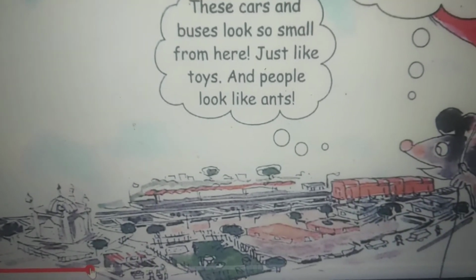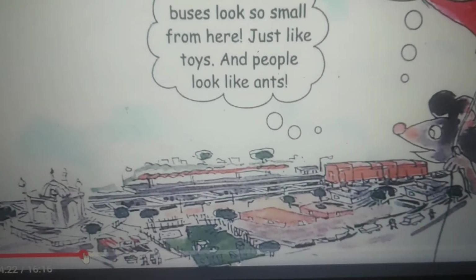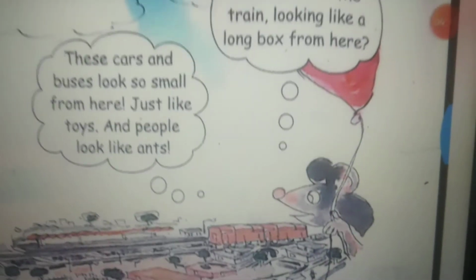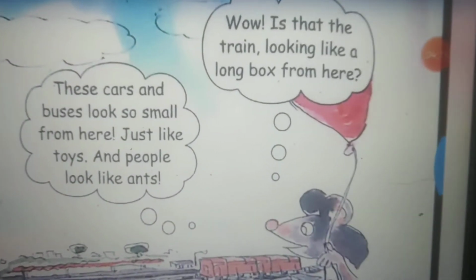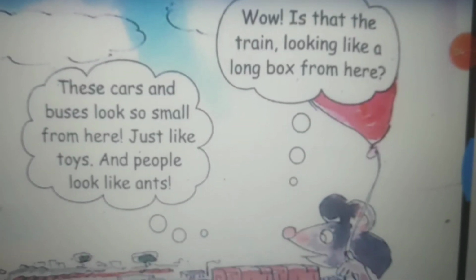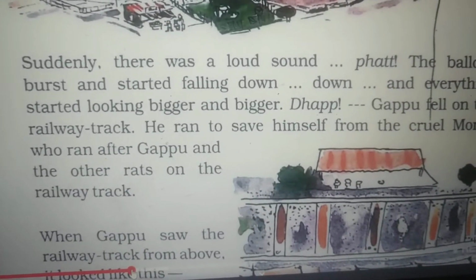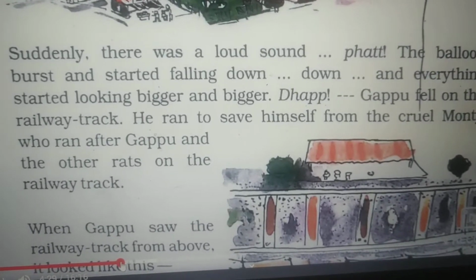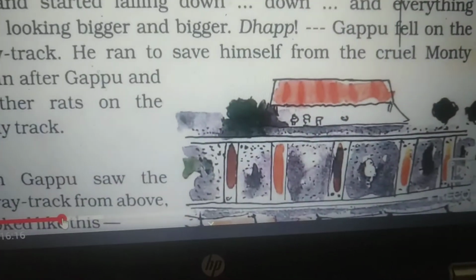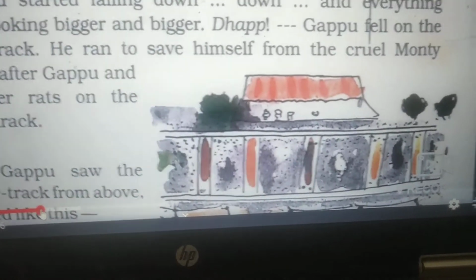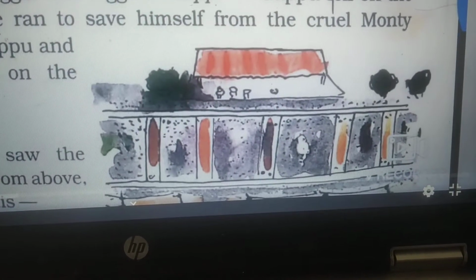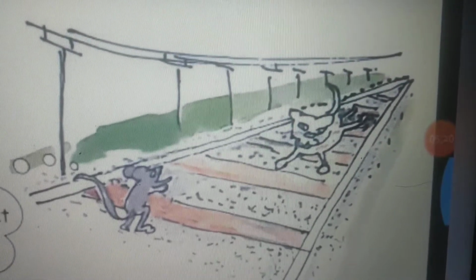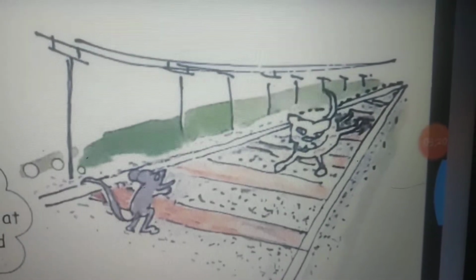These cars and buses look so small from here, just like toys, and people look like ants. Gappu is saying, wow, is that the train looking like a long box from here? Just then there was a loud sound and the balloon burst. Gappu started falling down and down. Now the things started looking bigger. This is how he saw the railway track from above. And this is the railway track when Gappu is actually sitting on the track.